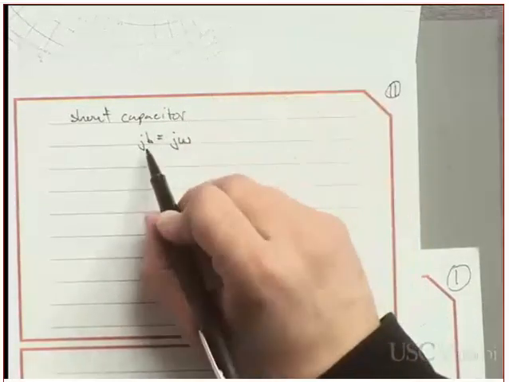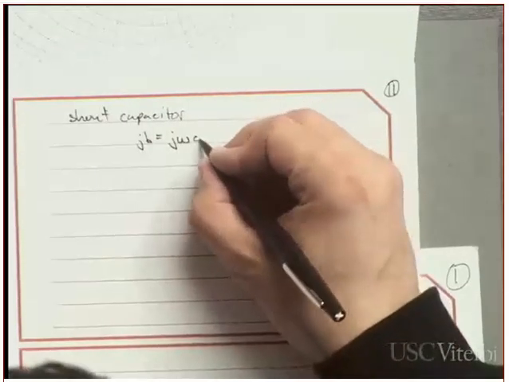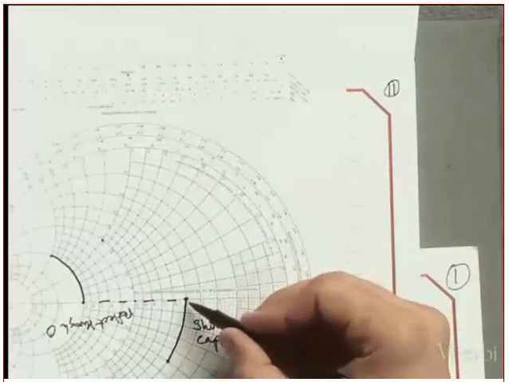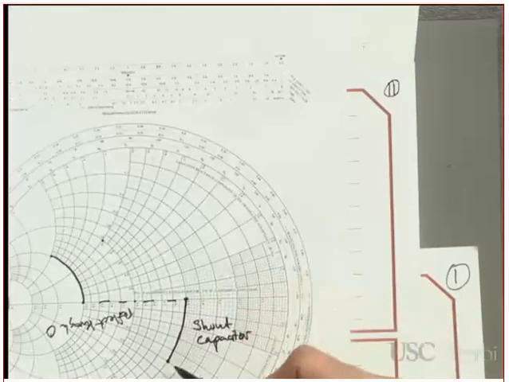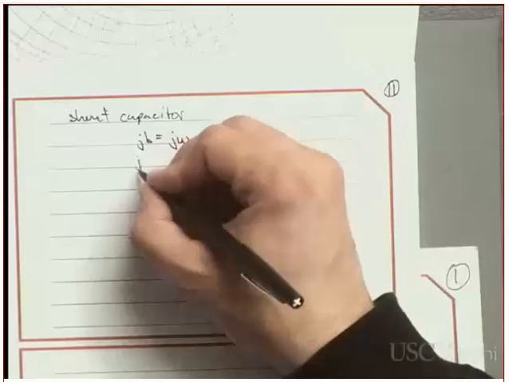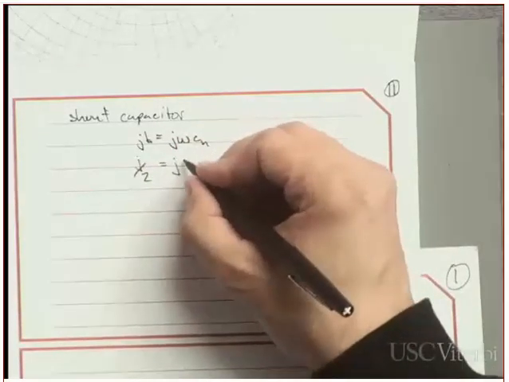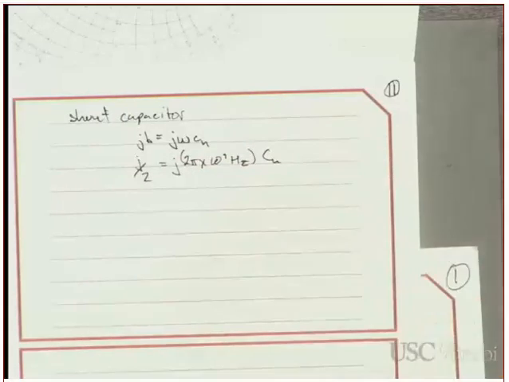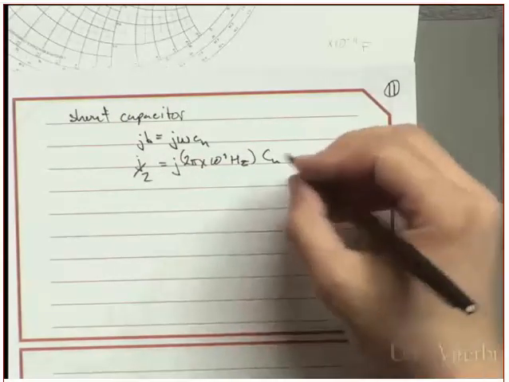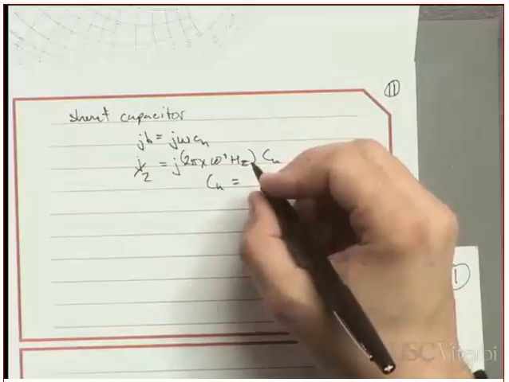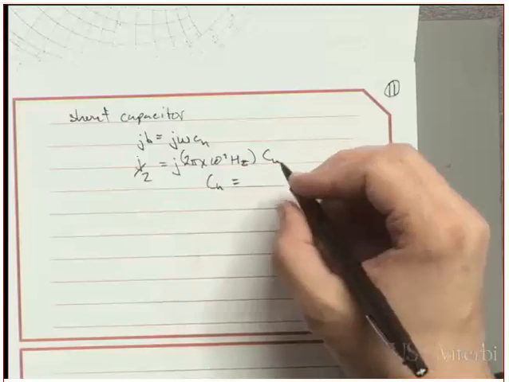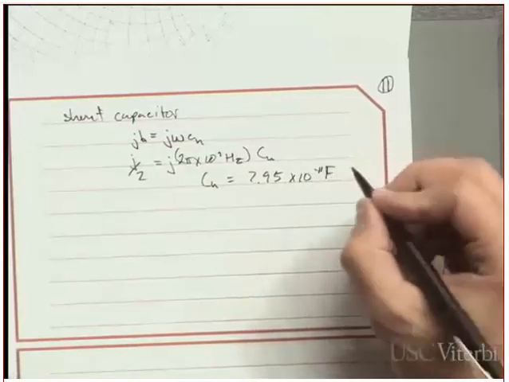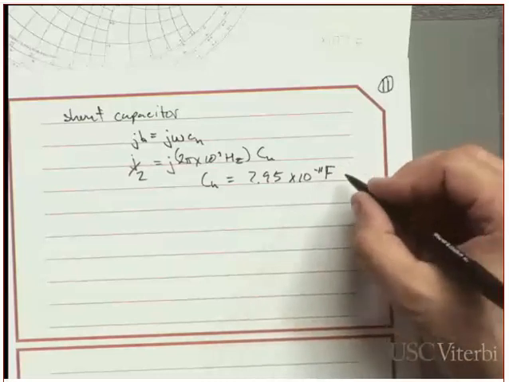So jB equals j omega Cn. That's my normalized capacitance. B is my admittance at this point. And my admittance, the change in admittance that I'm doing here is j1/2. So j over 2 equals j 2 pi times 10 to the 9th hertz times my normalized capacitance. Okay? And so my normalized capacitance, I find, is 3.183 times 10 to the -11 farads. And now that's farad ohms.